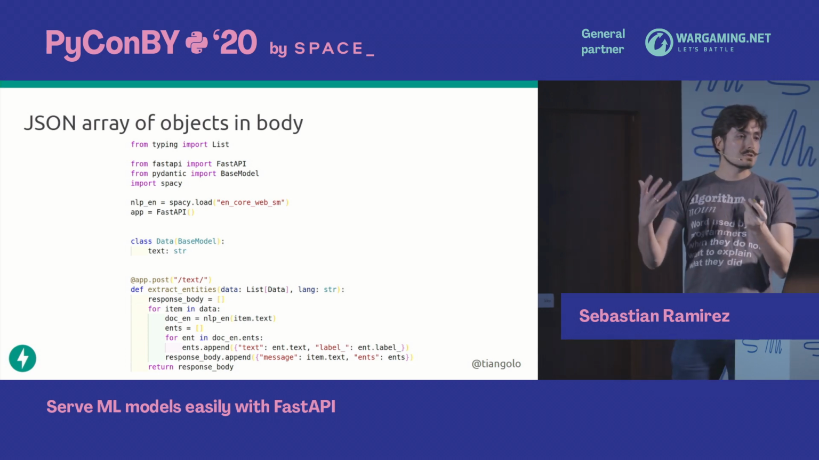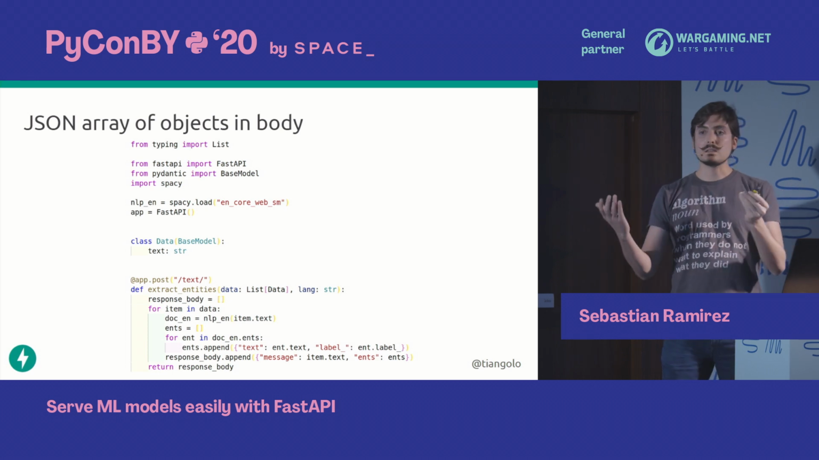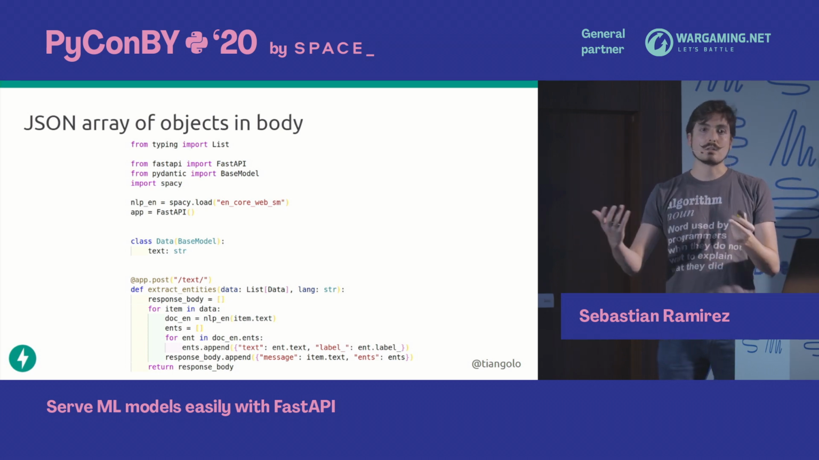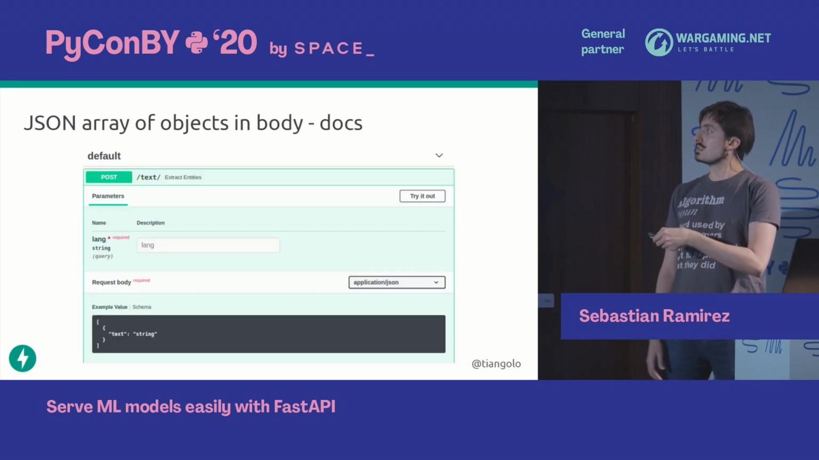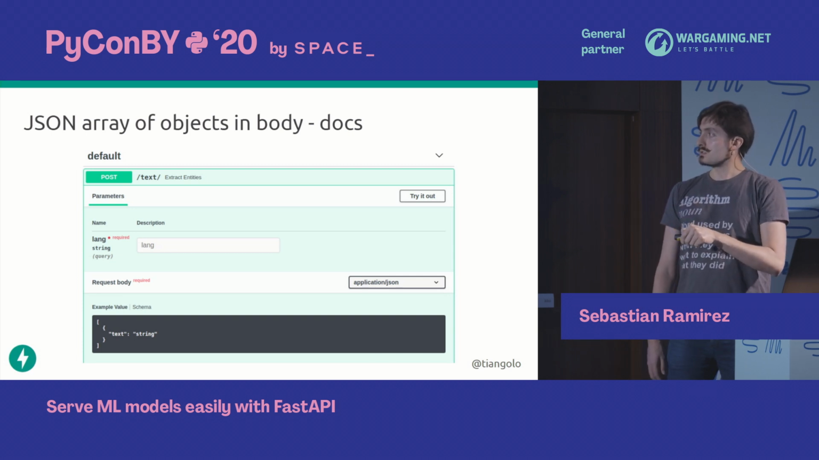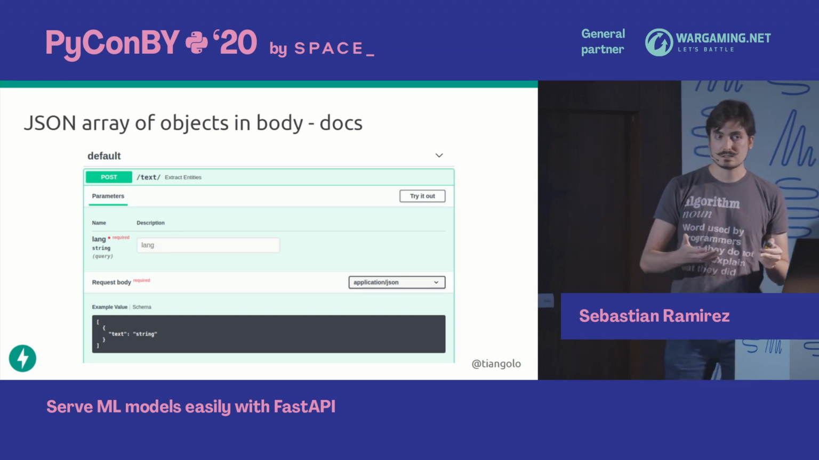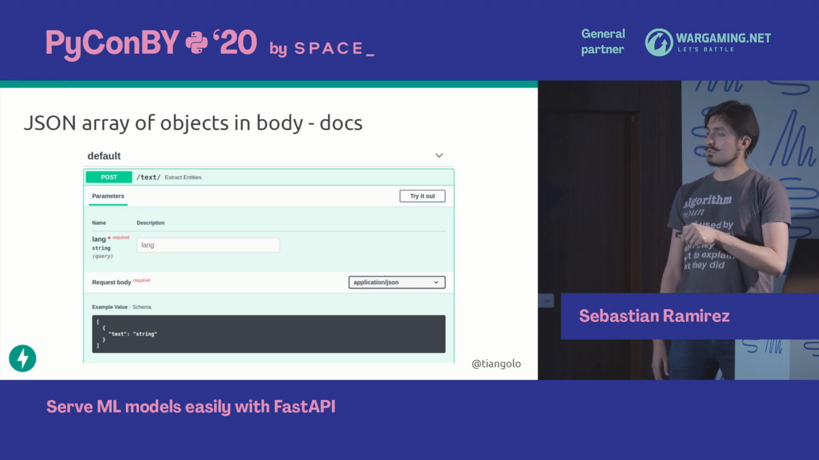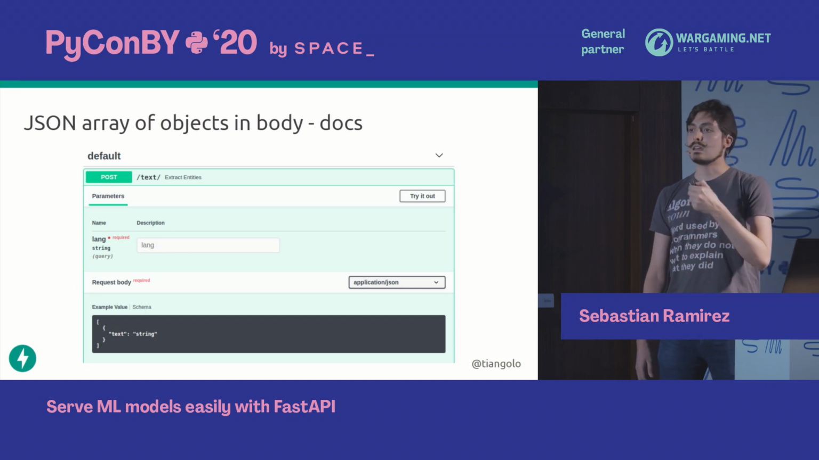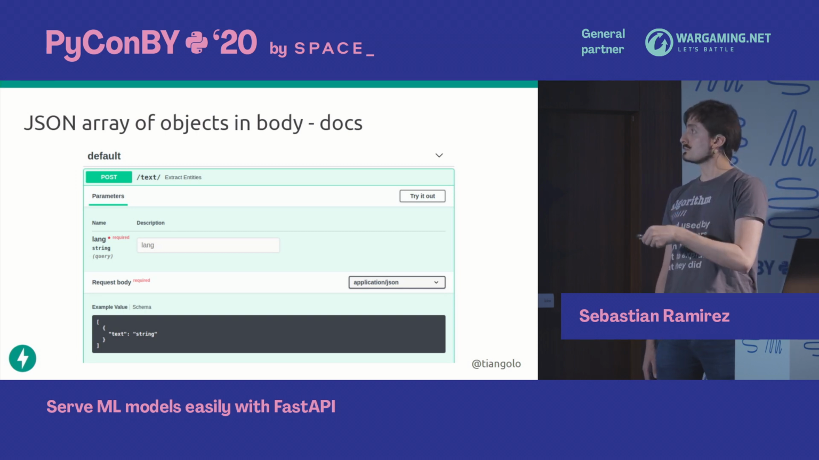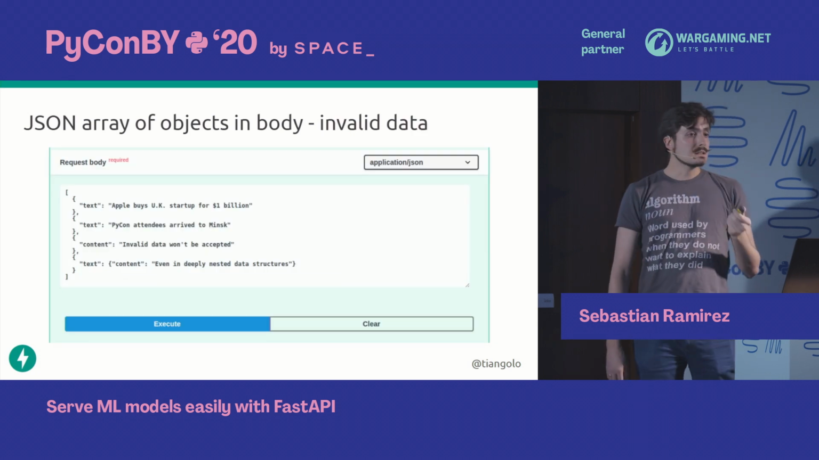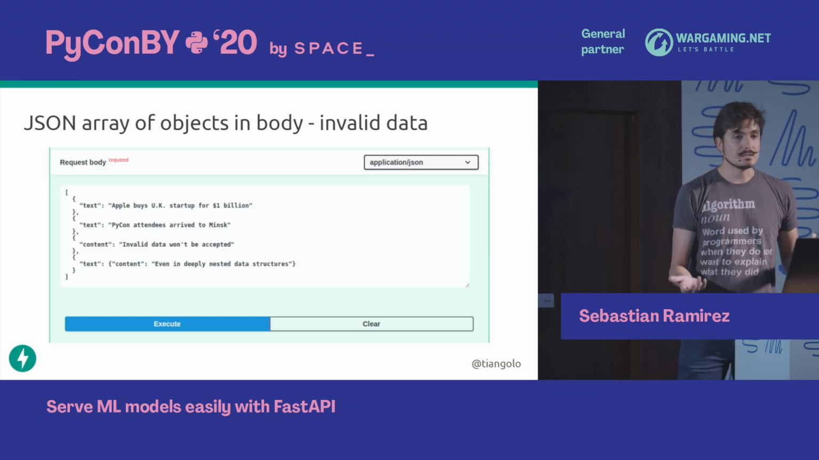And we can structure this way, even deeply nested data structures, however you want, and it's all just documented. You can see that now the default example shows that this is actually an array of JSON objects, so the equivalent of a list of dictionaries that have this content that should be received in the endpoint. Now, let's say that we send invalid data.